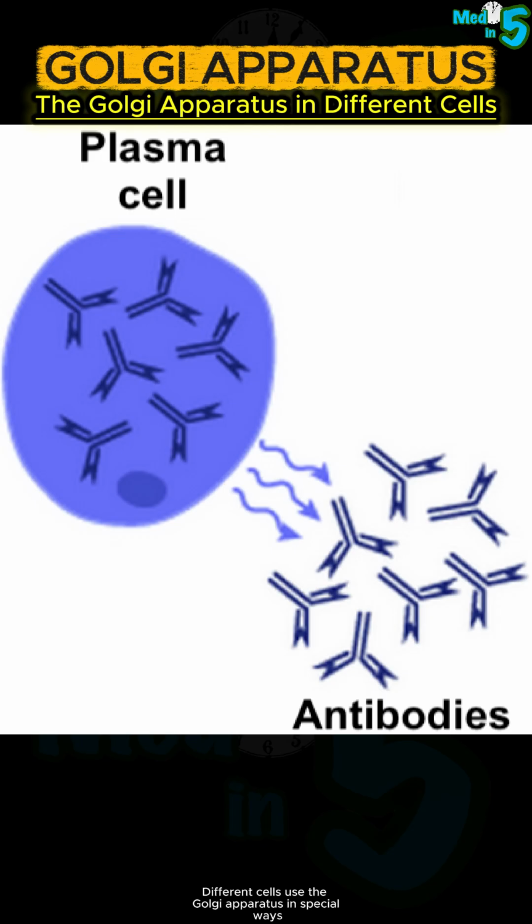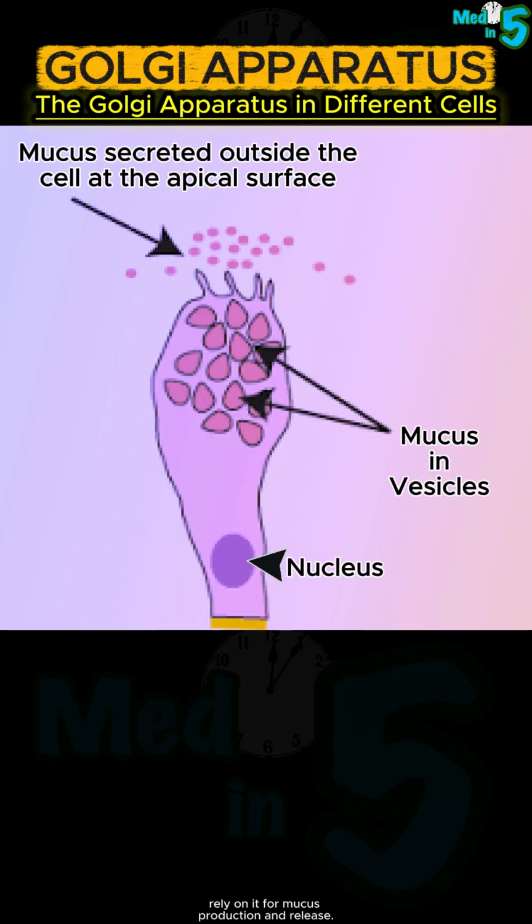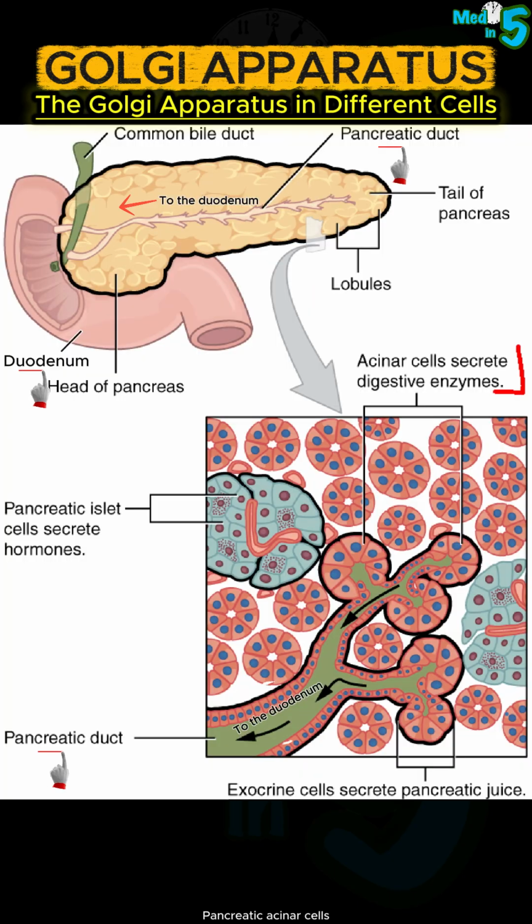Different cells use the Golgi apparatus in special ways depending on what they need to produce and export. Plasma cells, which are antibody-secreting B cells, use it to package and secrete antibodies. Goblet cells rely on it for mucus production and release. Pancreatic acinar cells package digestive enzymes for secretion into the small intestine.